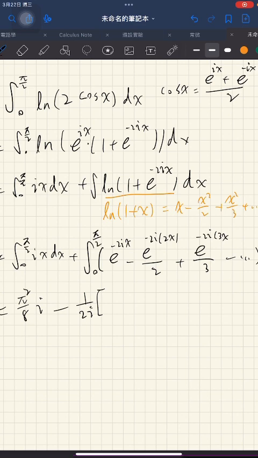So we will get e to the negative i pi minus e to the negative 2i pi, mistake here. Let me revise that. e to the negative i pi minus e to the negative 2i pi plus e to the negative 3i pi, and so on.